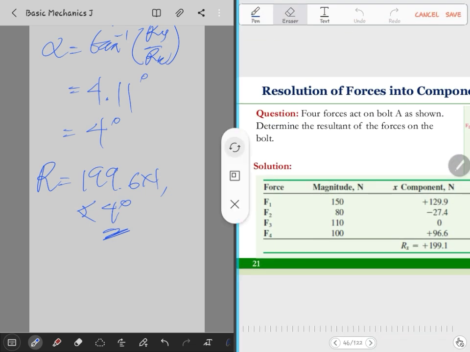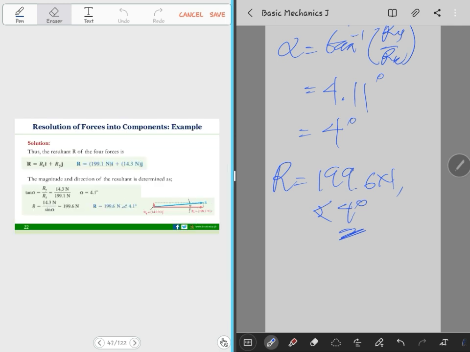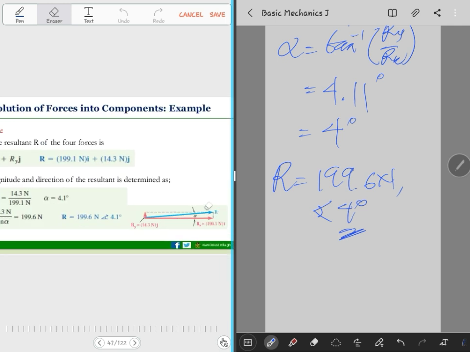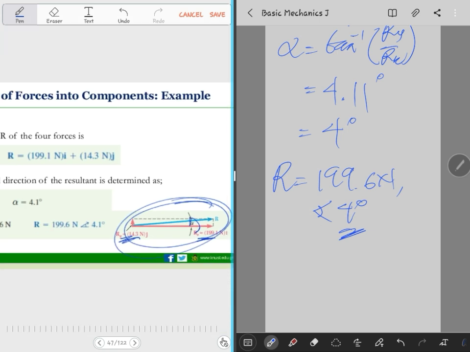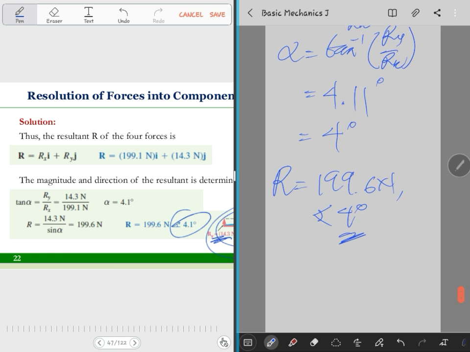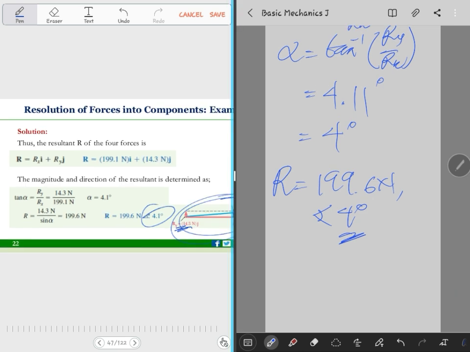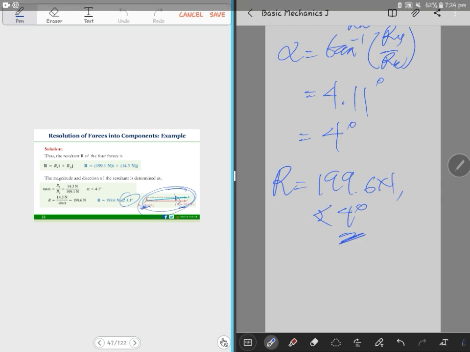Let's see if we are on the right path. Yeah, so we are on the right path. So in actual sense, this is how it will be, right? The whole thing will tend to this: the resultant force, y component, x component, right? And then the angle here is 4.1 there, so you see. So you can just write the 4.1. To be on the safer side, two decimal places at least. Okay. Yes. Alright.